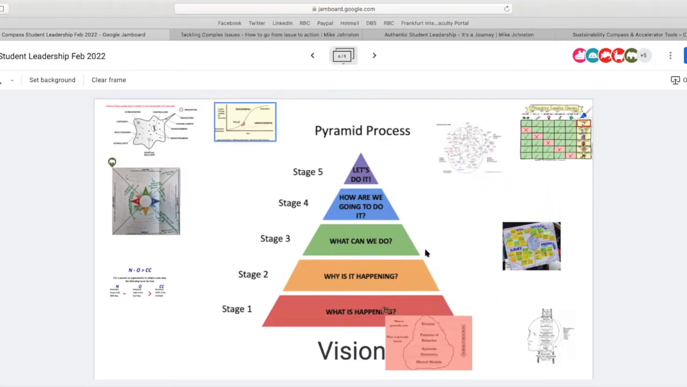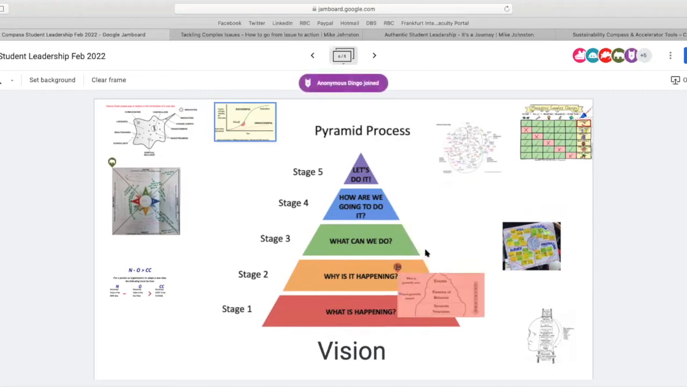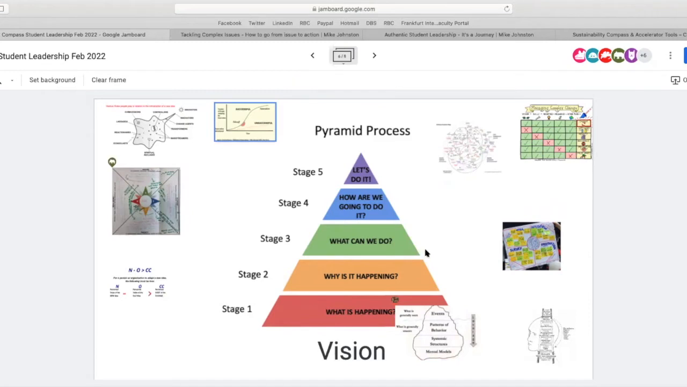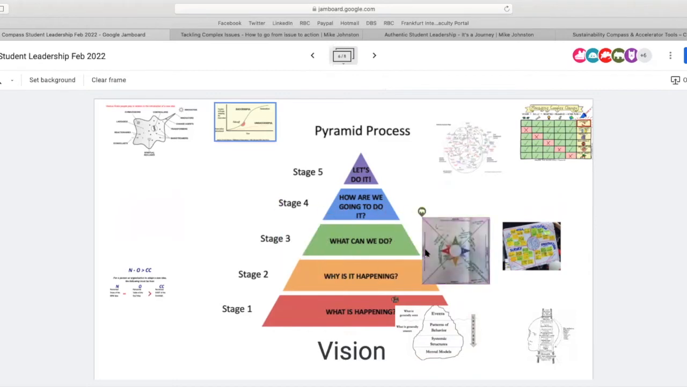All right, somebody has grabbed the iceberg. Tell us why. Where'd you move it and why'd you move it there? Okay, I moved it to what is happening because when you assess a situation, there's often a lot more than what you can see on the surface going on. So when you assess what is happening, and probably also the iceberg can help with why it's happening.